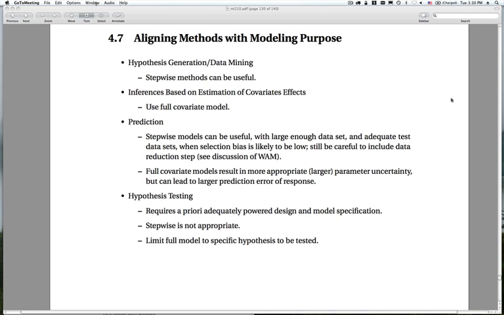And so you can think of this modeling process here as not just one final analysis at the end of the game, but really as an evolution of a model throughout drug development, throughout clinical use, as you gain more information, as you expose the drug to more patients. And if you're going to do hypothesis testing, that definitely requires that you define the hypotheses up front, that you adequately power and design the study to test the hypothesis. Stepwise methods are not appropriate for this. What you could use is a limited full model that addresses the specific hypothesis that you want to test.